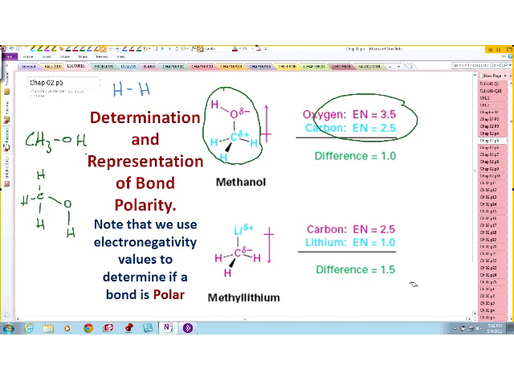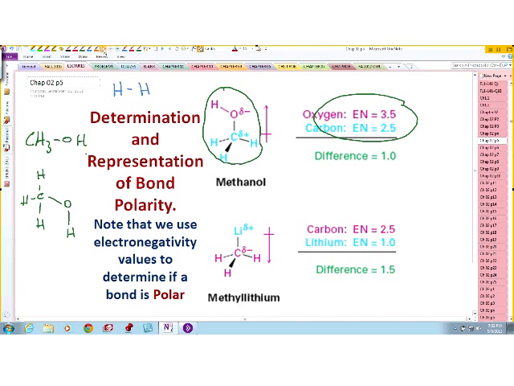Anytime you have a difference in electronegativity value getting close to 2, that bond will be almost like ionic. An electronegativity difference of close to 2 would be an ionic bond. Okay? So the chances are this could be an ionic bond, the bond between this carbon and this lithium. It's a borderline case of polar covalent and ionic.